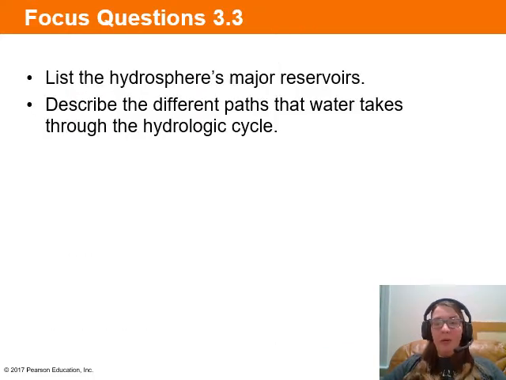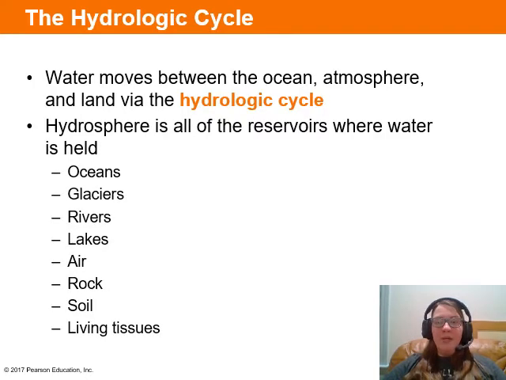But when we're talking about water, the first thing that we really need to talk about is what's called a reservoir. Now, a reservoir is basically just a place where water is being held. But water doesn't just stay in one place or in one reservoir. It's constantly moving from one reservoir to another through what's called our hydrologic cycle, or in simpler terms, the water cycle. So in this hydrologic cycle, again, we're just moving water around from one reservoir to another.